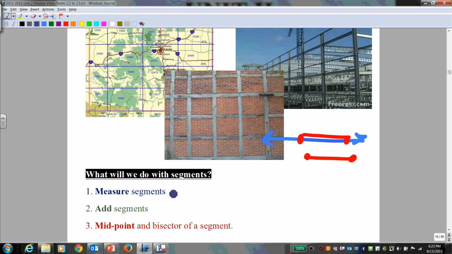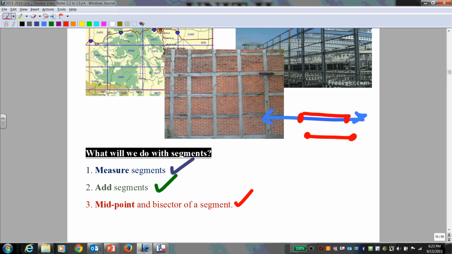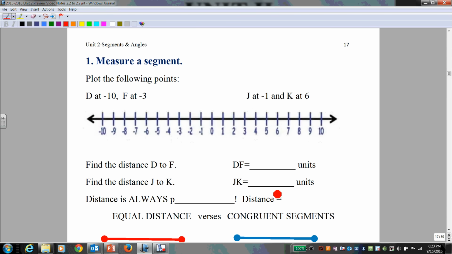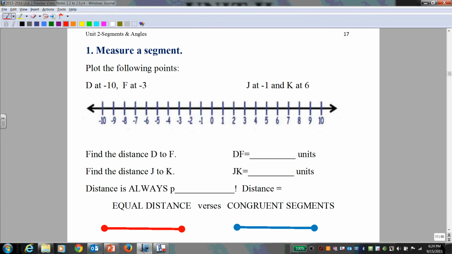And there's 3 things you have to be able to deal with for that segment. 1, you have to be able to measure them. 2, you have to be able to add them. And 3, we have to be able to deal with what's called the midpoint or the bisector. So we're doing all 3: measuring, adding, midpoint, and bisector. Let's first talk about measurement here.